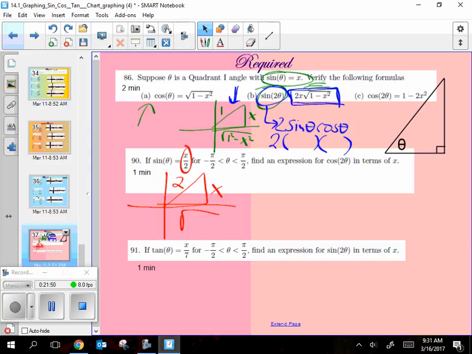All right, so your assignment is to just finish up last night's homework. And then tomorrow, I'm going to teach you, basically the main thing is about tangent. We're going to do some graphs of tangent. Okay, that's all I got for you for today.